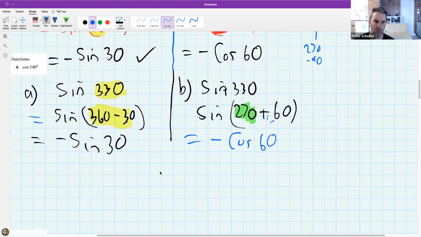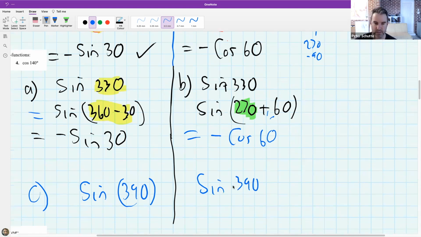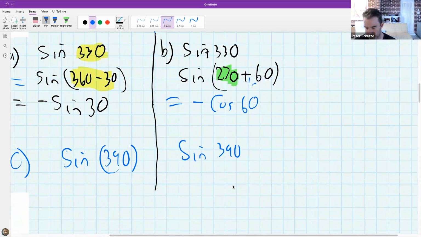Okay, let's do one more. Let's say, I know I'm using sine a lot, but if I had the sine of 390, I want you to reduce that using the nearest horizontal, and I also want you to reduce the sine of 390 using the nearest vertical. Can you go ahead and do that?